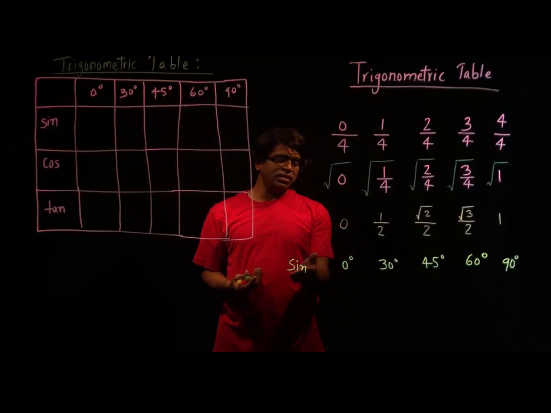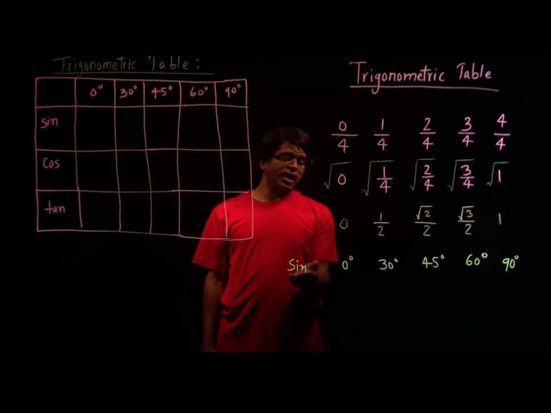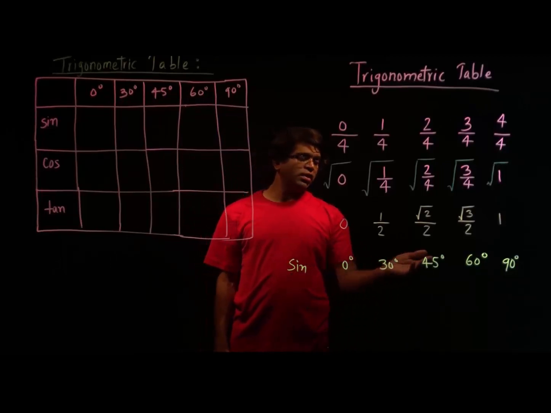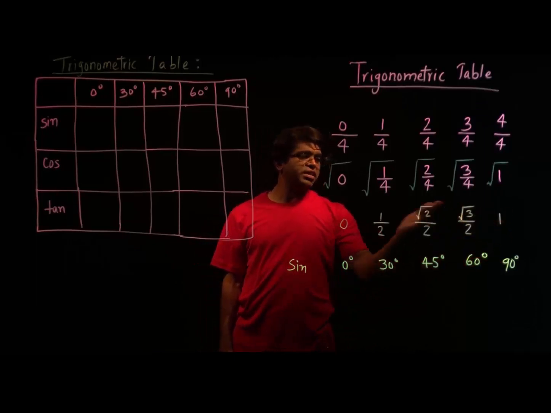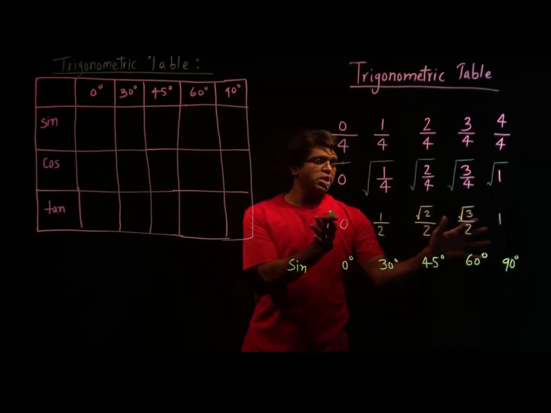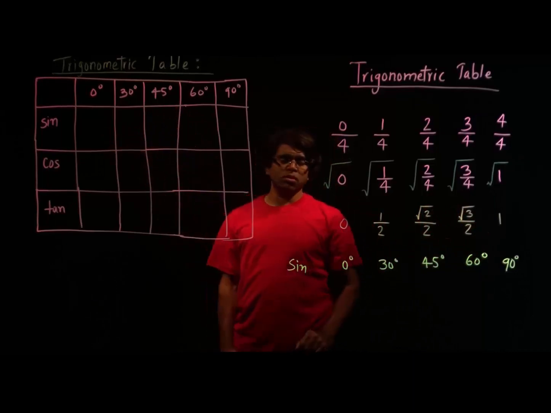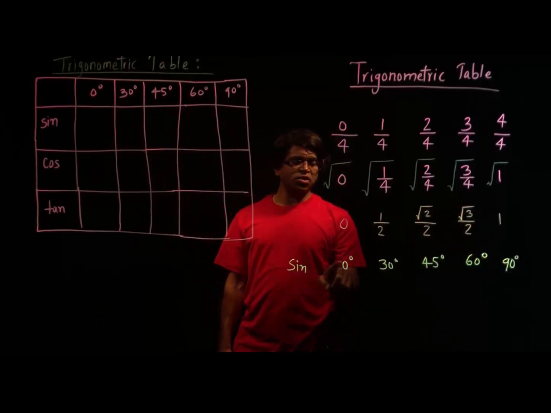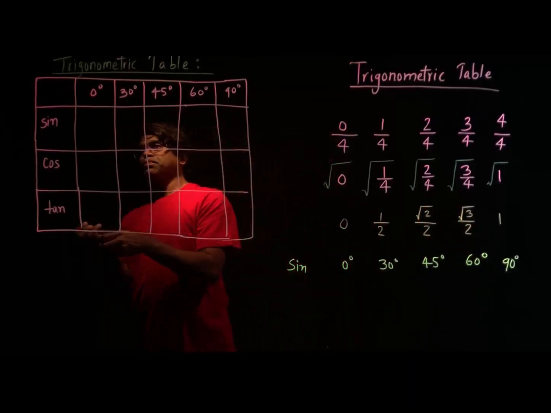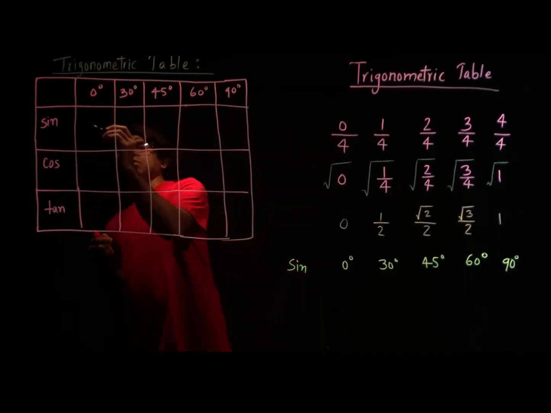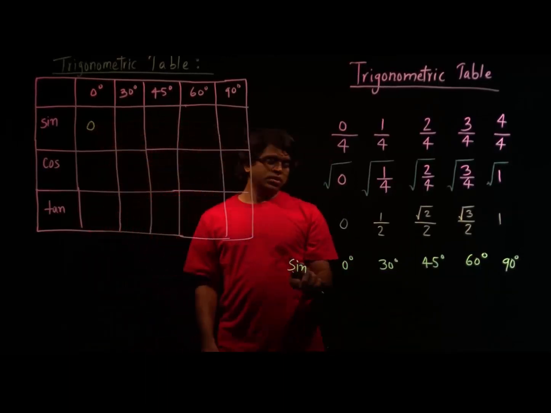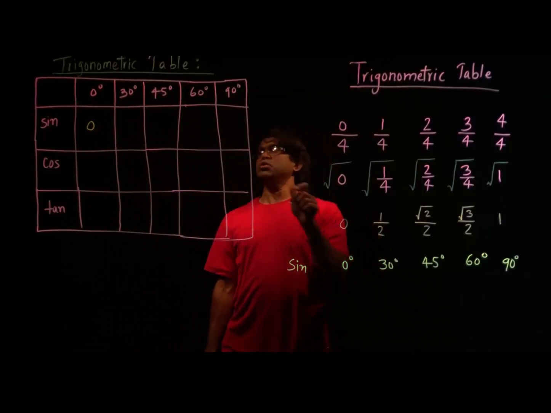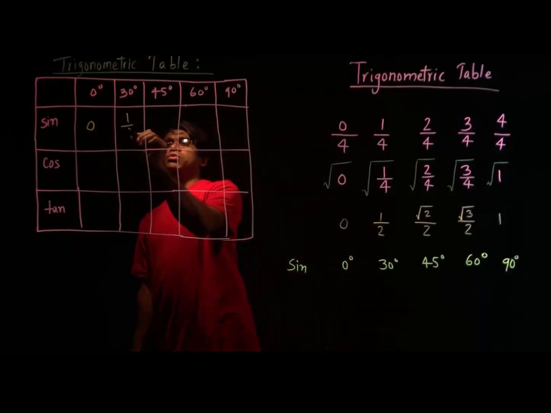And as you can see, my values for sine 0, 30, 45, 60 degrees and 90 degrees are right here. So I'm going to take this one and put it over there. You can see sine 0 is 0, so I will write 0. Sine 30 degrees is 1 over 2, so I will write 1 over 2.